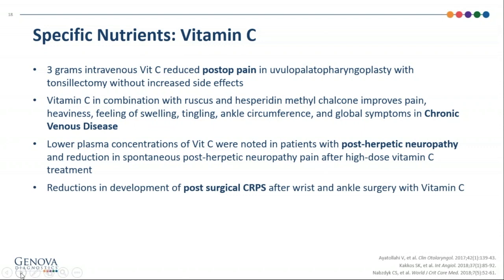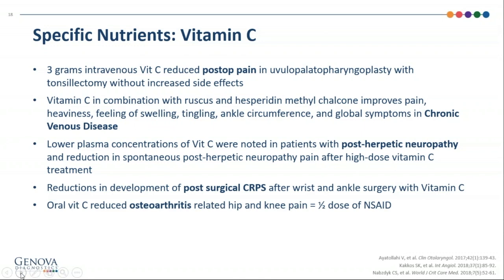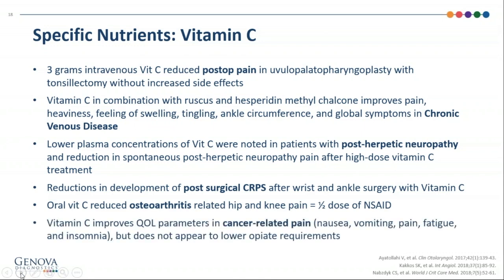So CRPS is complex regional pain syndrome, which is an incredibly difficult chronic condition to treat. And what they did in these studies is they gave patients IV vitamin C prior to the surgery and found that there was a significant reduction in wrist and ankle surgeries, which are surgeries that put patients at high risk for post-surgical CRPS. Oral vitamin C also reduced osteoarthritis and actually decreased the NSAIDs by half.